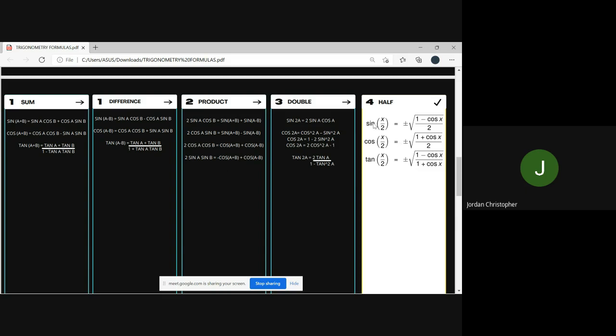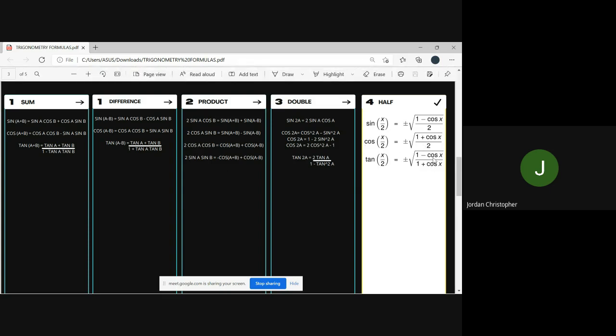For the half angle, we have to divide the angle by 2. So sine x over 2 equals plus minus square root of 1 minus cos x over 2. For cos x over 2, it's plus minus square root of 1 plus cos x over 2. And the last one is tan x over 2. It equals plus minus square root of 1 minus cos x over 1 plus cos x.